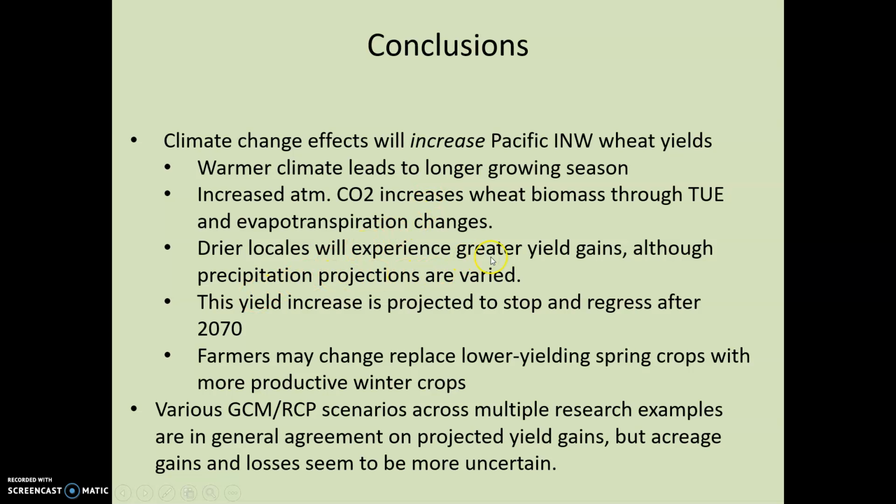Drier locales will experience greater gains. This increase is going to slow down after 2070. It gets kind of scary after that. And farmers, like I mentioned, may need to replace lower yielding spring crops with more productive winter crops based on the growing season length and all that stuff. Various scenarios across multiple research examples are in general agreement on projected yield gains, but acreage gains and losses seem to be more uncertain. So it was a really informative project to do.